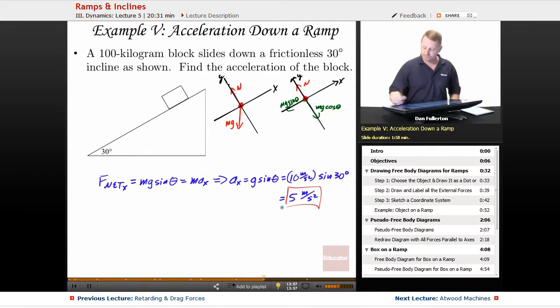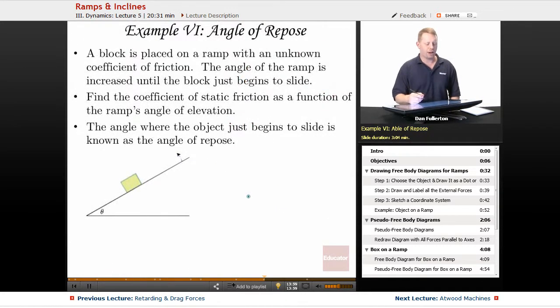All right. Let's talk about what happens when we place a block on a ramp with an unknown coefficient of friction. The angle of the ramp is slowly increased until the block just begins to slide. You can find the coefficient of static friction as a function of the ramp's angle of elevation, because the angle where the object just begins to slide is known as the angle of repose.